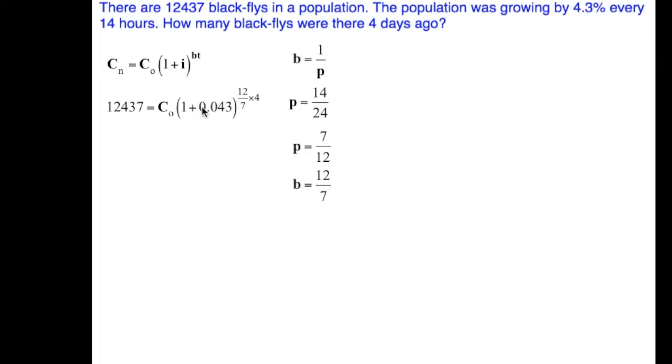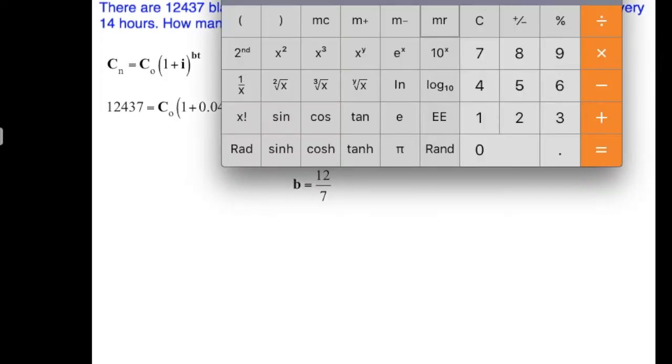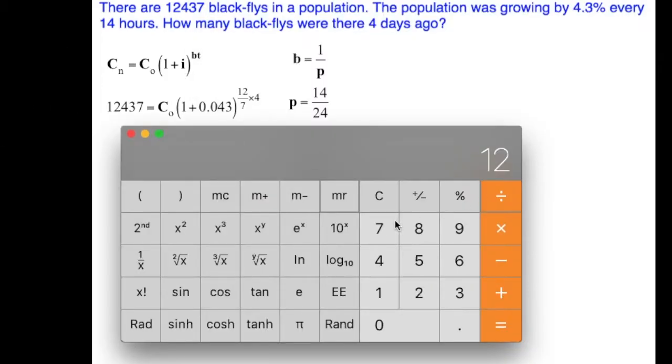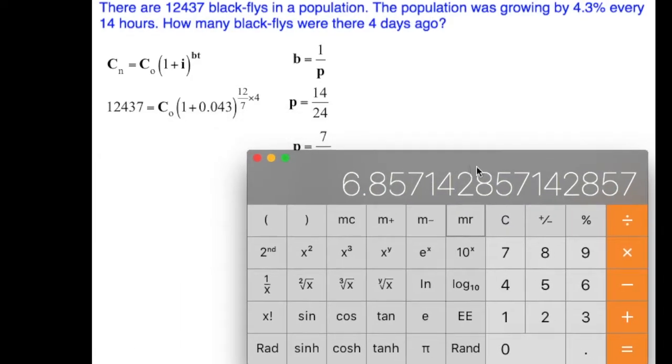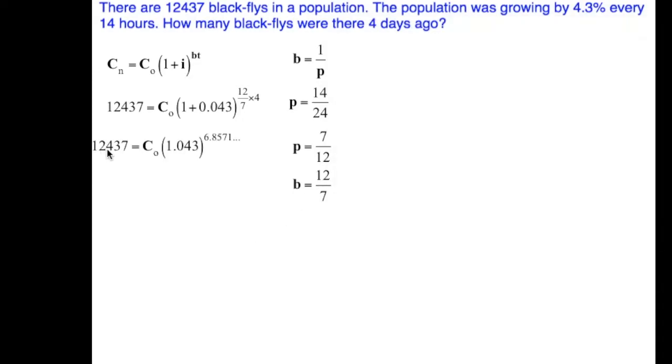That gives us 0.043. I'm going to add those together. 12/7 times 4, I can just convert that into a decimal. 12 divided by 7 times 4. And that gives us 6.85714, it goes on forever. I'm going to keep that number in my calculator. Do not round this. Don't round until you get to the very end. Keep the number in the calculator.